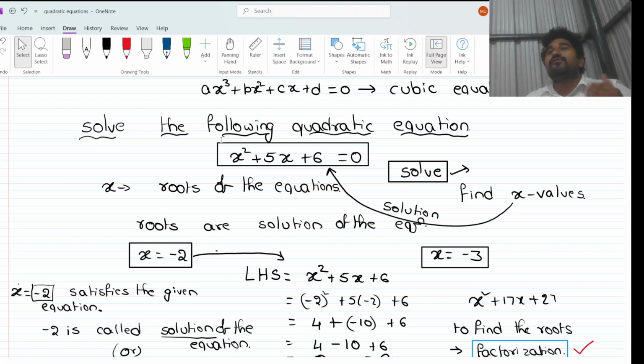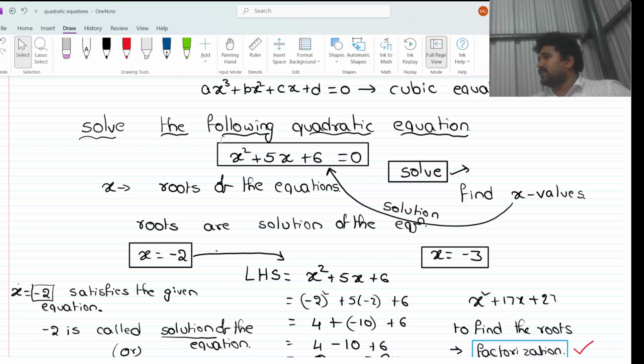With the help of various methods. How many methods are we having here? 3 methods. One is the factorization method, also known as splitting the middle term. The second method is the quadratic formula method. The third method is the completing squares method.